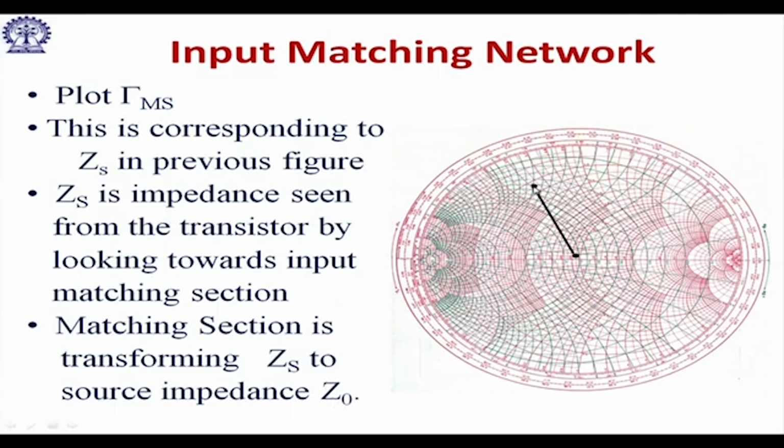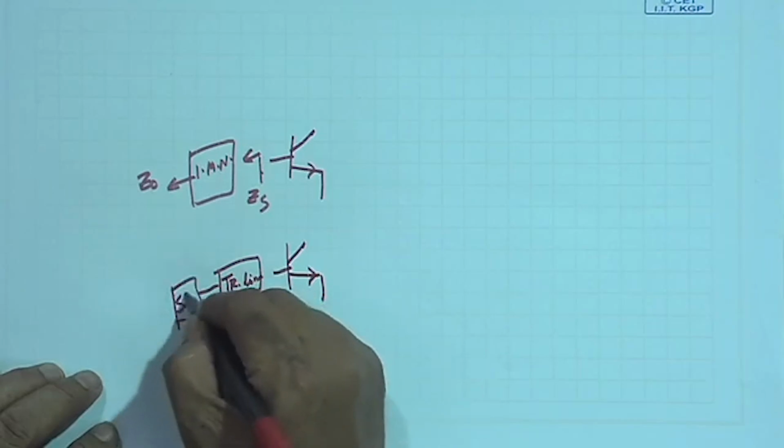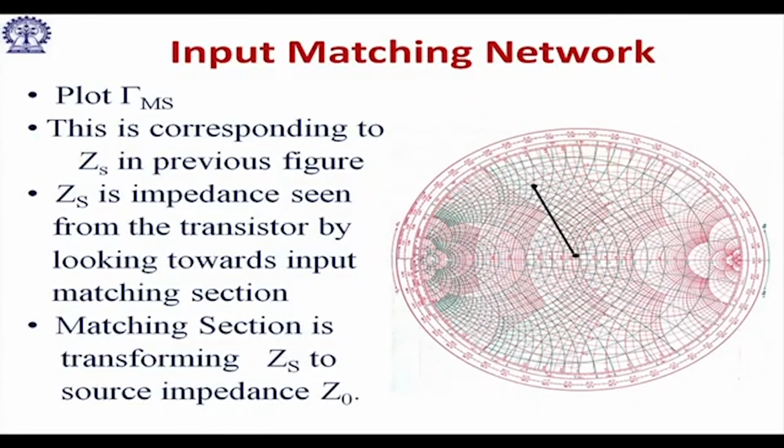There are various ways, but we will follow this one. After this section, our input matching network will be like this: I will put a transmission line, and then I will put a stub here, either a shunt or a short series stub. We will see various choices. These are not unique, but we will follow a particular design. Already in the impedance matching section we have seen how to design such things.